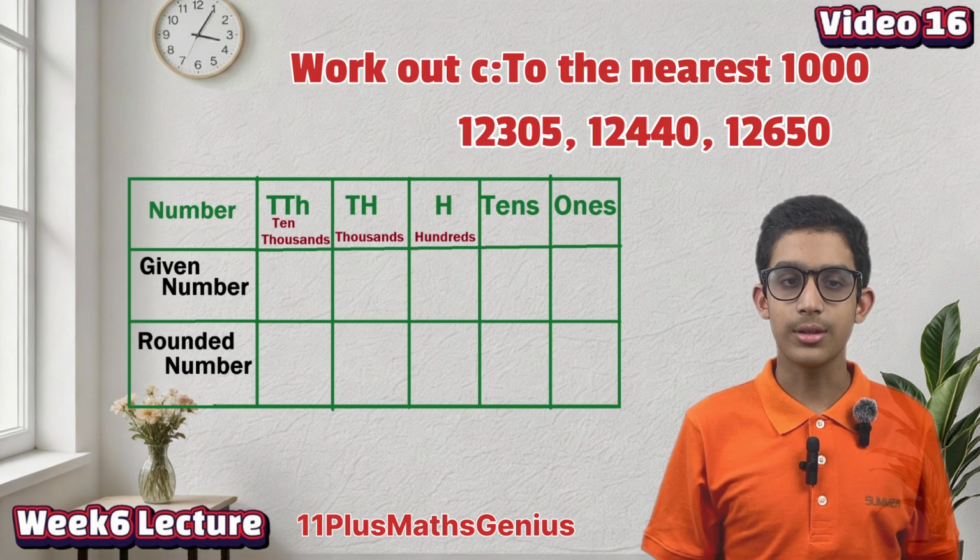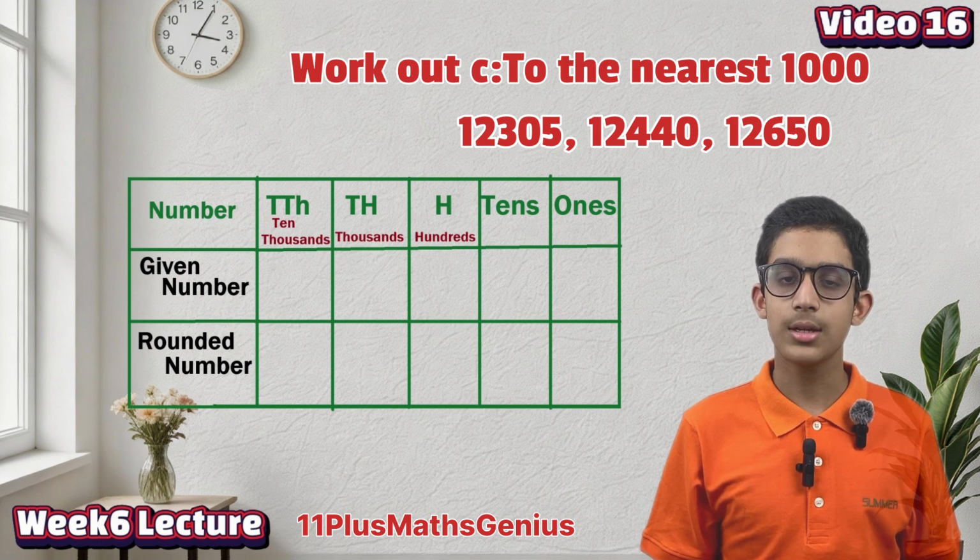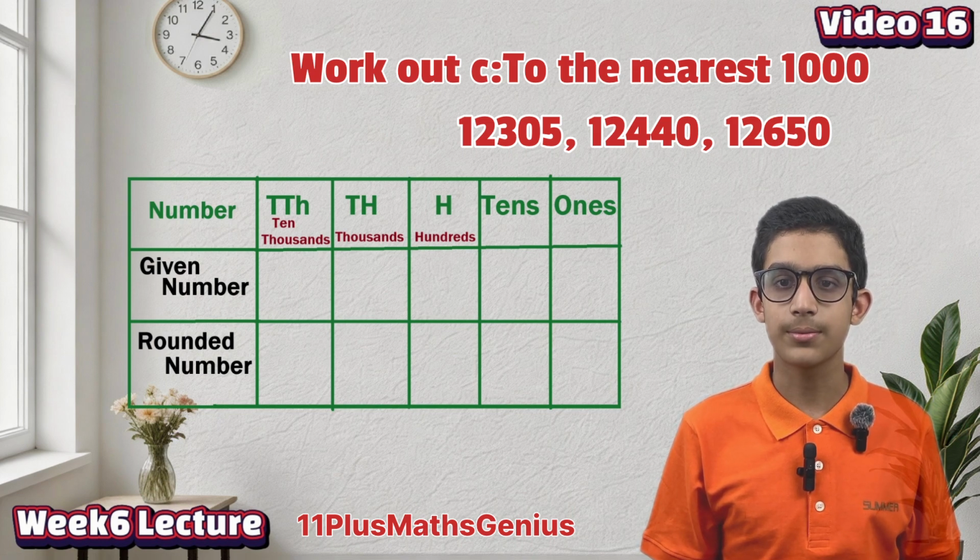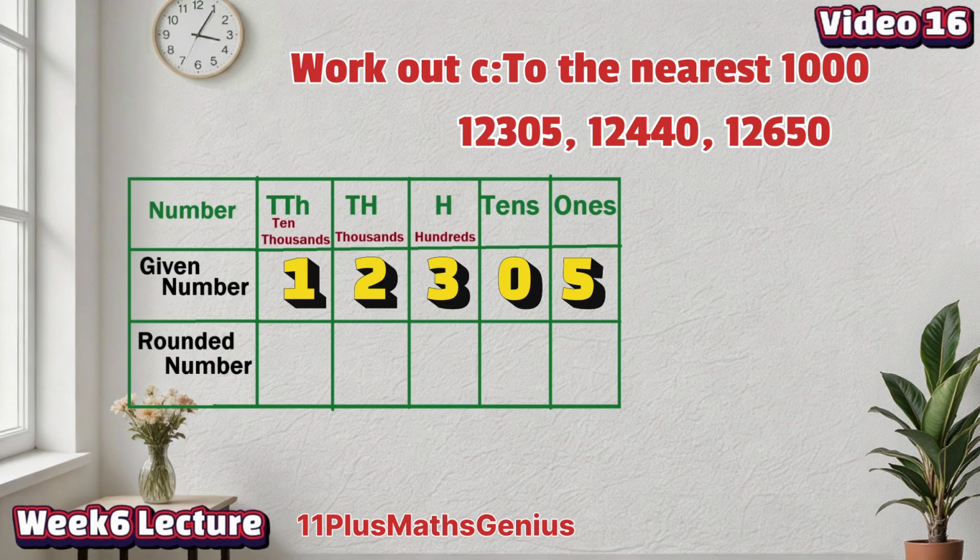And C, to the nearest 1000: 12,350, 12,440, and 12,650. The thousands value is 2, its immediate right value is 3, which is less than 5, so we keep 2 and turn all the digits next to 2 into 0. Please try the rest.